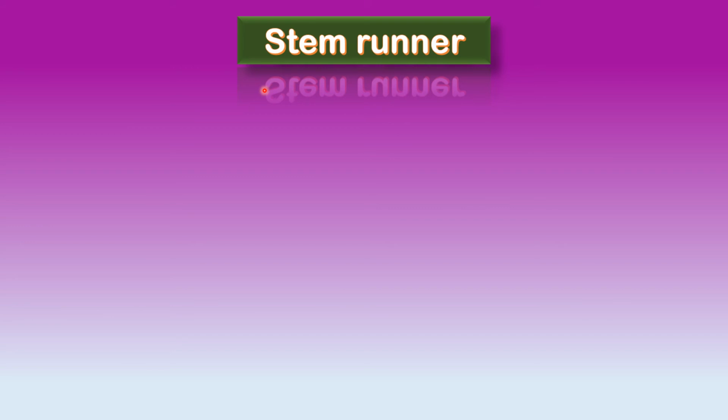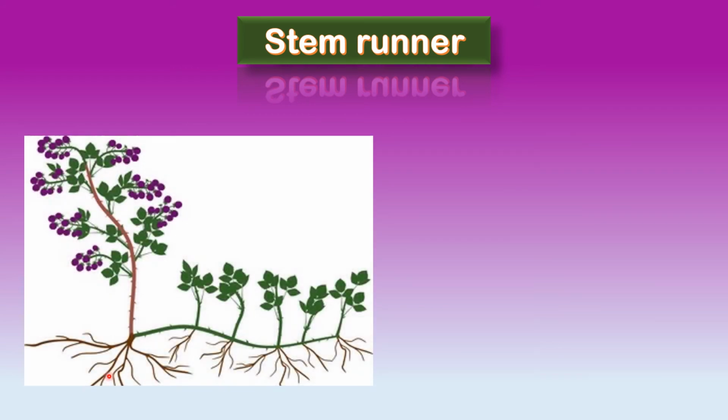Now see how. Now children, see. What is this? This is a plant. Okay, this is one plant and one stem of this plant, that is this. You can see, children, here. Okay, so this stem will start growing horizontally on ground.